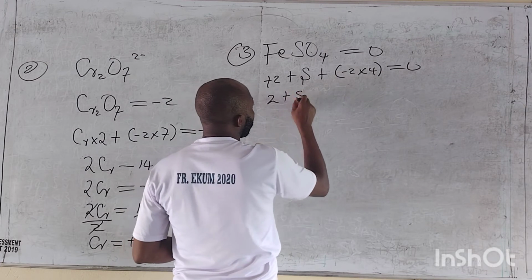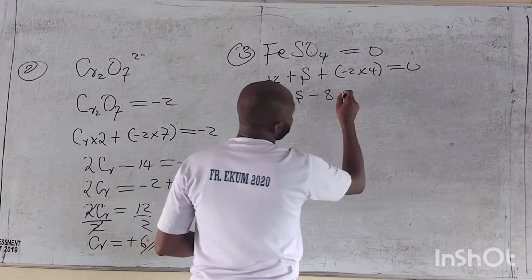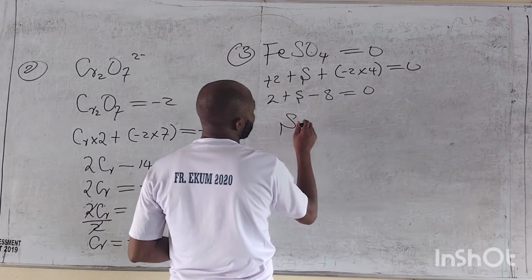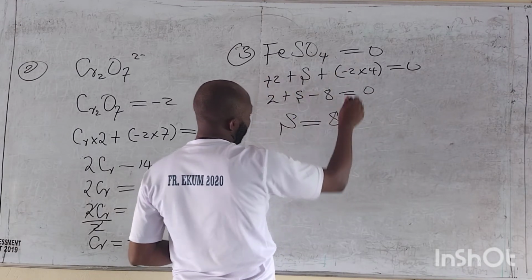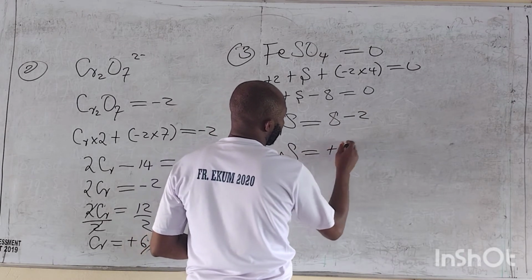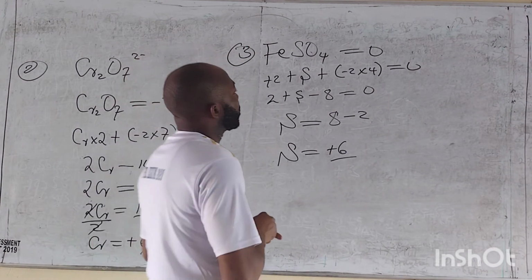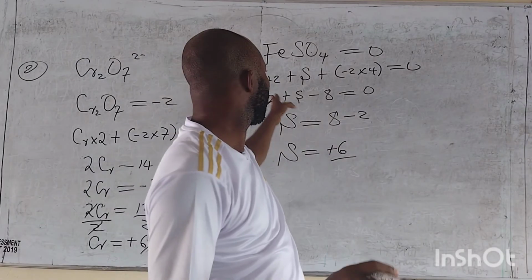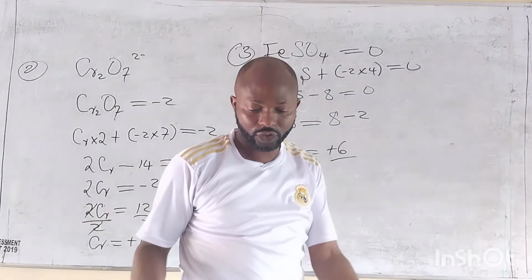2 plus sulfur plus times minus is minus 8. 2 times 4 is 8, equals 0. So I make sulfur the subject, which is equal to minus 8, crossover becomes plus 8. 2 crossover becomes minus 2. Sulfur is equal to plus 6. So that is iron tetraoxosulfate 6. Obviously iron 2, because we have our valence state of iron to be 2. So it's iron 2 tetraoxosulfate 6.